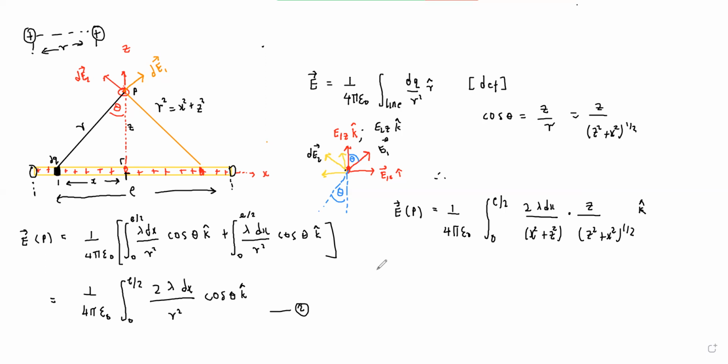So now let us simplify this. How do we simplify this? The electric field at point P is equal to 1 over 4 pi epsilon 0, from 0 to L over 2, times 2 lambda z divided by z squared plus x squared raised to 3 over 2 dx unit vector k, because it's 1 plus 1 over 2, which is 3 over 2. All right, we are almost there. Our calculations can continue from here.